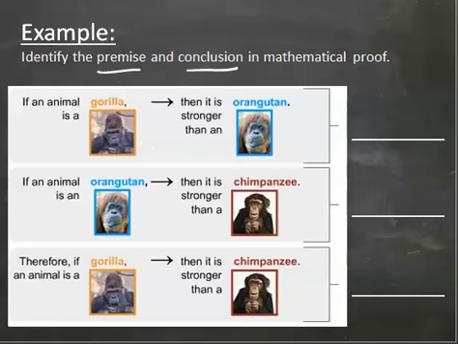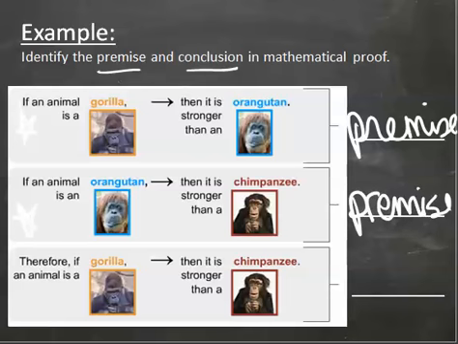I have this first statement that's telling me that if it's a gorilla, it's stronger than an orangutan. That's going to be a premise. Then I have my next statement: if an animal is an orangutan, it's stronger than a chimpanzee. That's another premise. Then lastly, therefore, which is kind of your key word. So I'm summing it all up: if the animal is a gorilla, what we started with, then it's stronger than a chimpanzee. This is the one that connected us, the way we wrapped it up. That's what's called our conclusion.